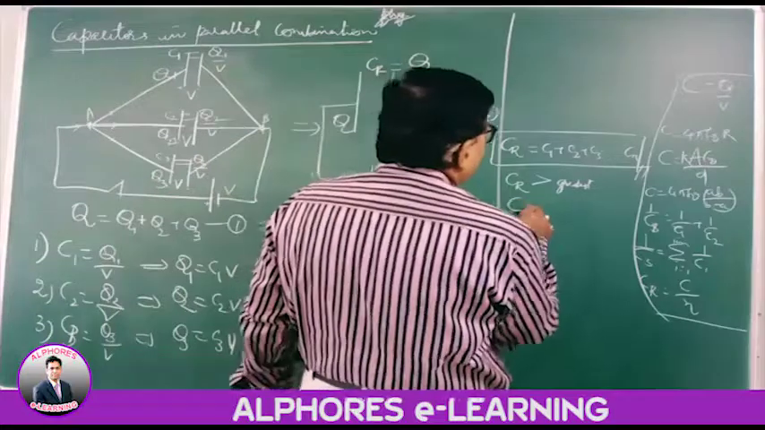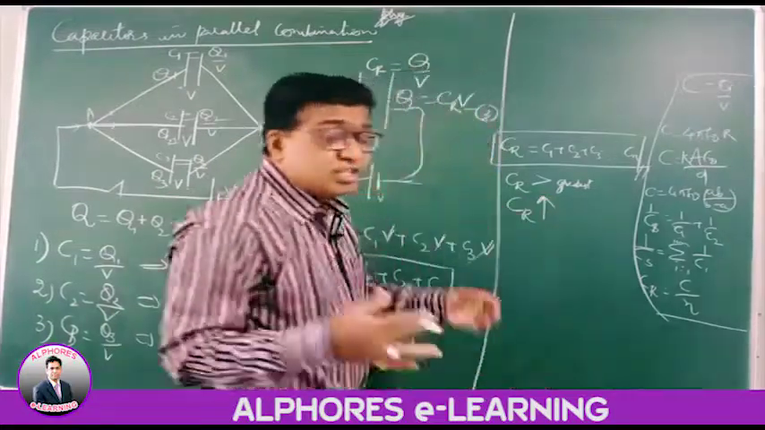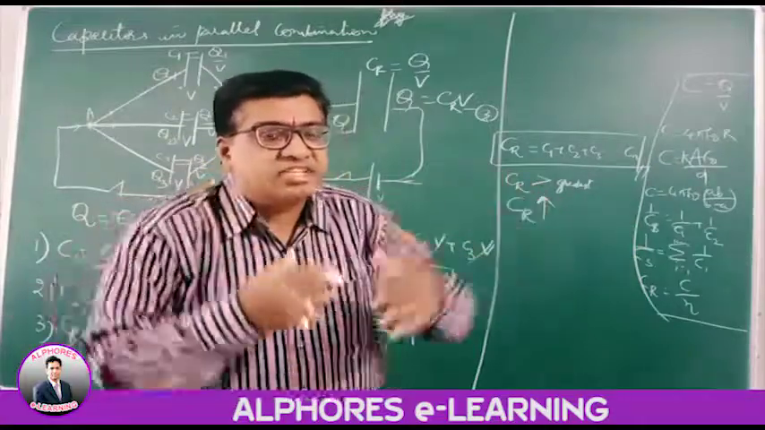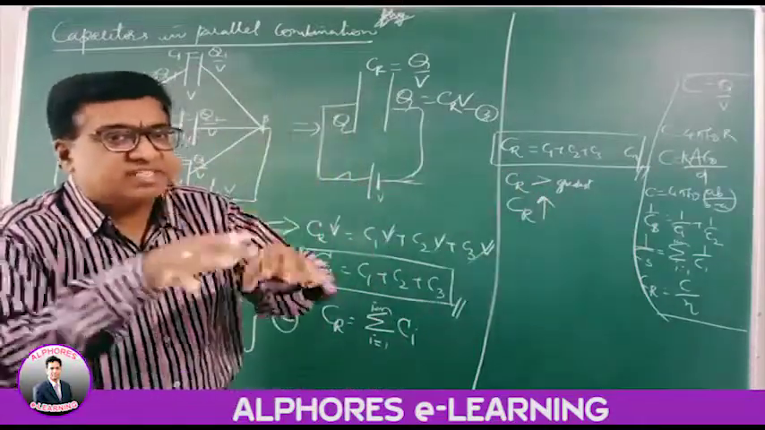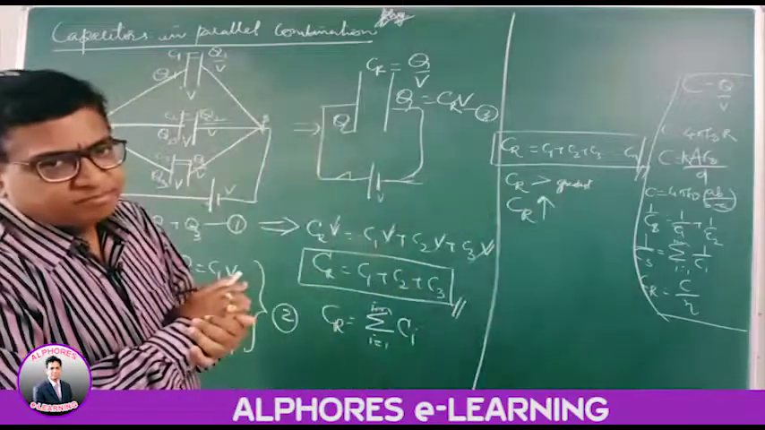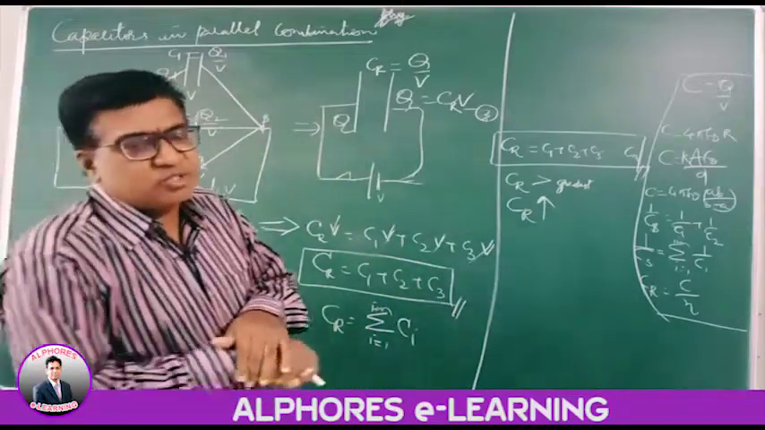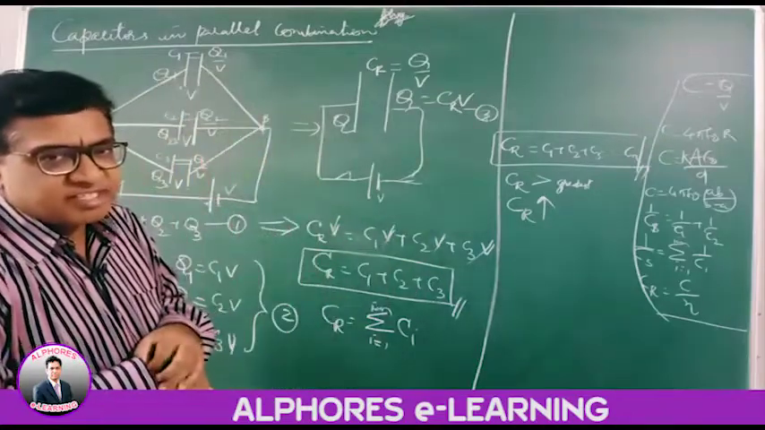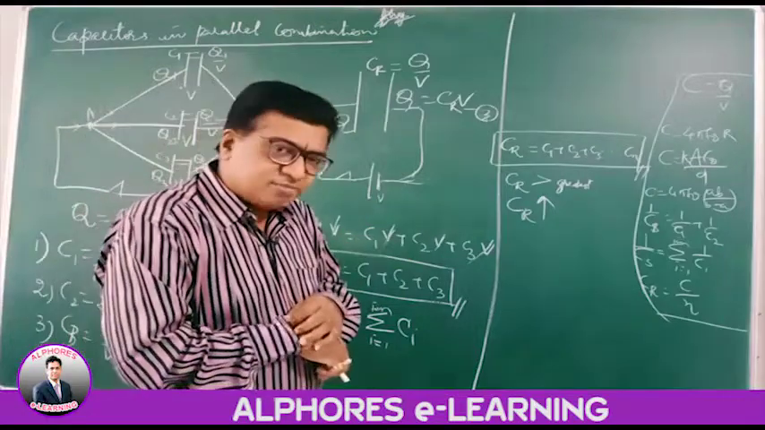So in parallel combination, the resultant capacity increases. Resultant capacity increases in the sense that the ability to store charge is also increased. So more charge can be stored, and when you store more charge, more energy can be stored there. So parallel combination is used to increase the effective capacitance. The resultant capacity increases in parallel combination.